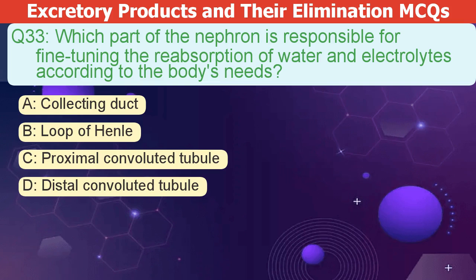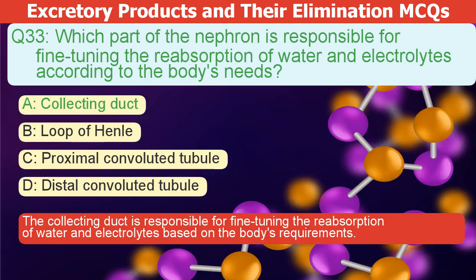Which part of the nephron fine-tunes water and electrolyte reabsorption based on the body's needs? A. Collecting duct. B. Loop of Henle. C. Proximal convoluted tubule. D. Distal convoluted tubule. The correct answer is A. The collecting duct is responsible for fine-tuning the reabsorption of water and electrolytes based on the body's needs.